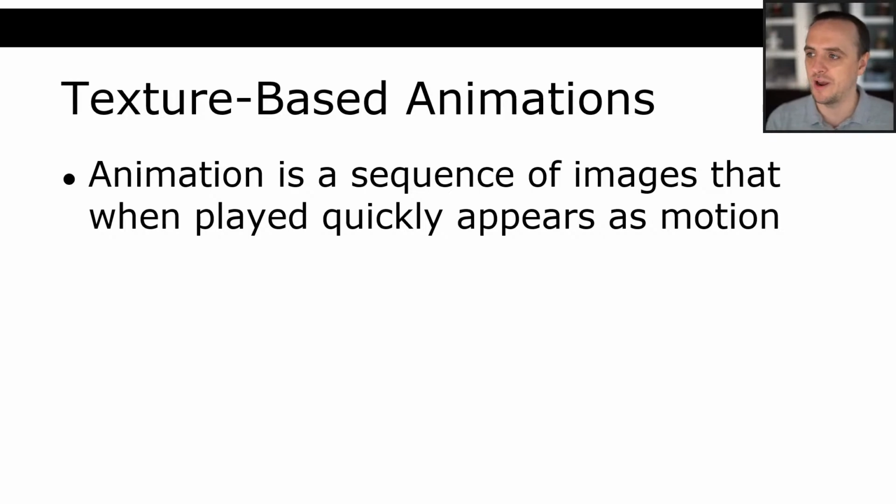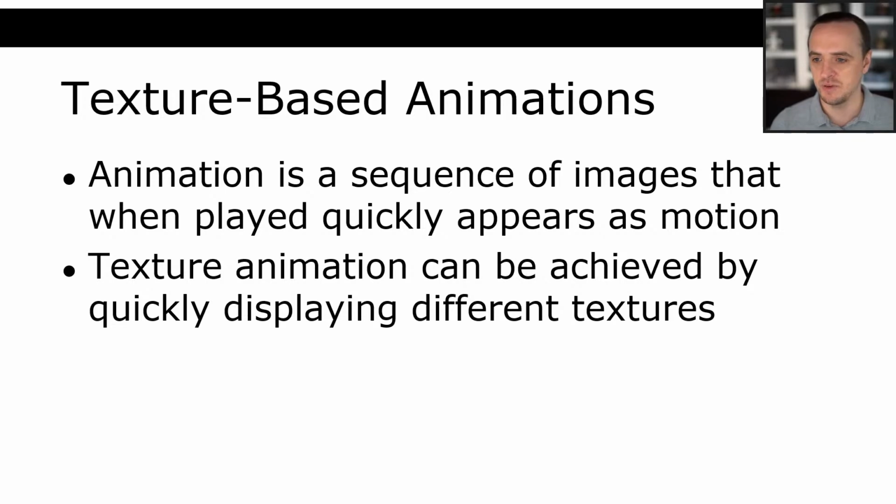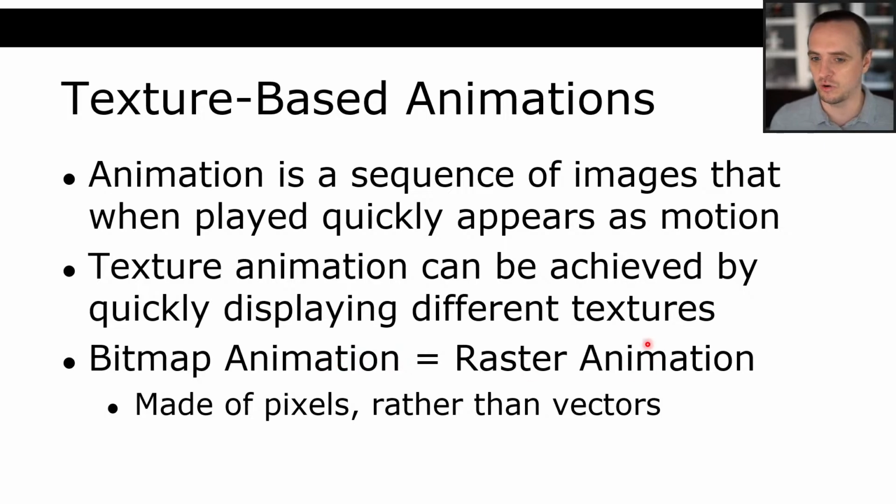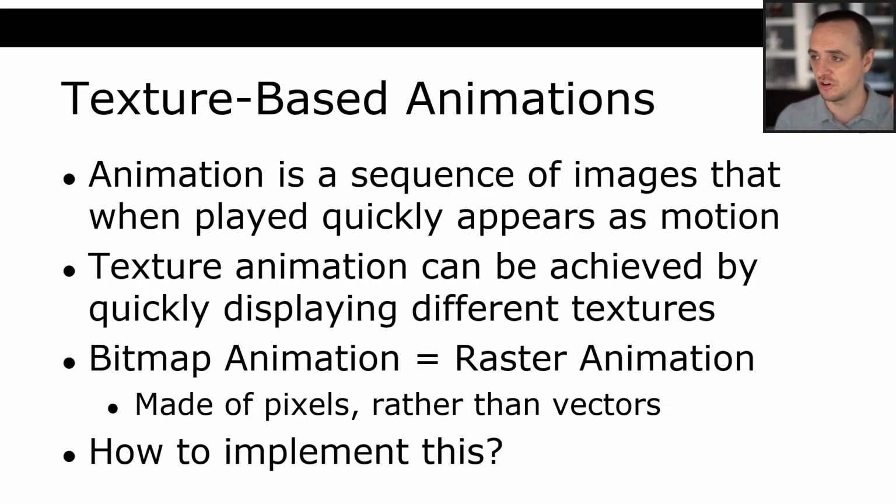There are many, many different ways to do animations in games, and sequences of textures is one of them, okay? So texture animation can be achieved by quickly displaying different textures. We saw in assignment 2 a different type of animation where we just set the rotation of something, right? There were no textures in assignment 2, but things looked like they were animated. So bitmap animation, or raster animation as it's called, is animation that's made from pixels rather than in some other way, like vector animation, for example. We won't be doing that in this course, but we are doing bitmap, or raster animation, which is just a series of textures that we're drawing in a row.